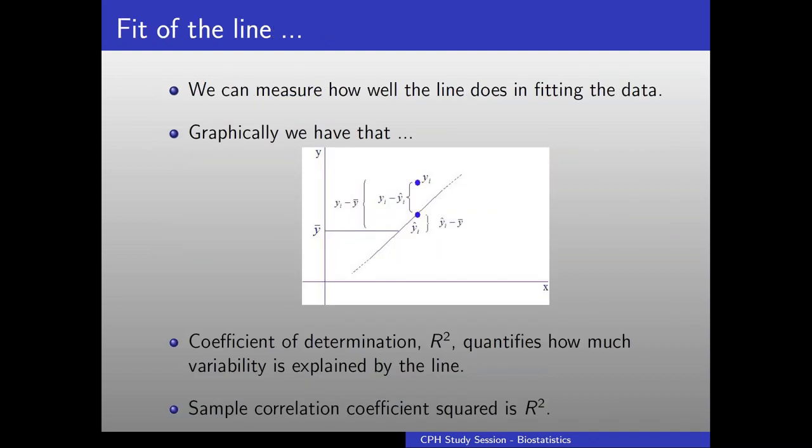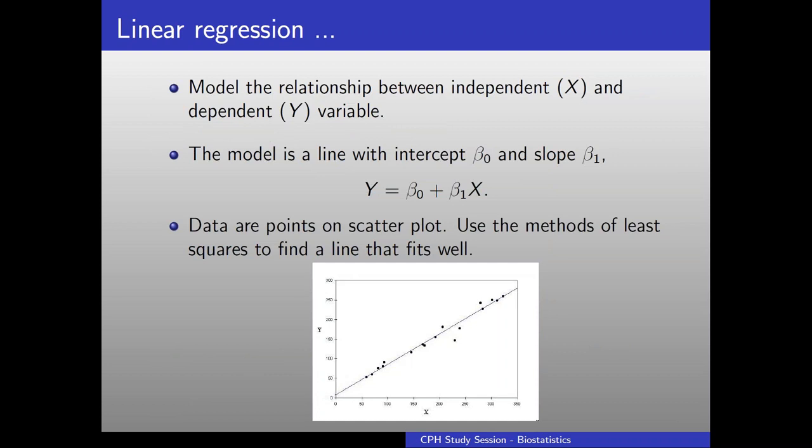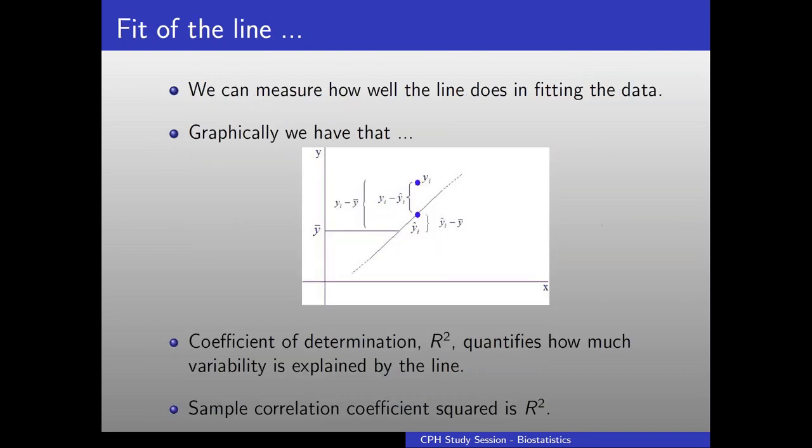Once that line is, pardon, I'm getting ahead of myself. Once that line is defined, then it's easy to find an estimate for the intercept. That's where it crosses the y-axis. And it's easy to estimate the slope. That's only the rise over run of this line. We can measure how well the line does in fitting the data.